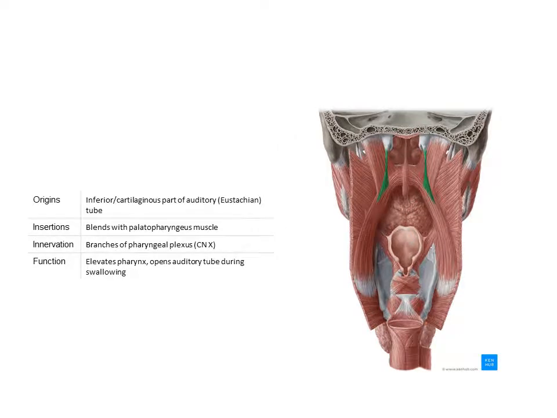The next one is salpingopharyngeus, originating from the cartilaginous part of the auditory eustachian tube. It blends with the palatopharyngeus muscle, and it is also supplied by the vagus nerve through the pharyngeal plexus. It elevates the pharynx and opens the auditory tube during swallowing. So it also helps to maintain the pressure in the middle ear cavity and in the pharynx.